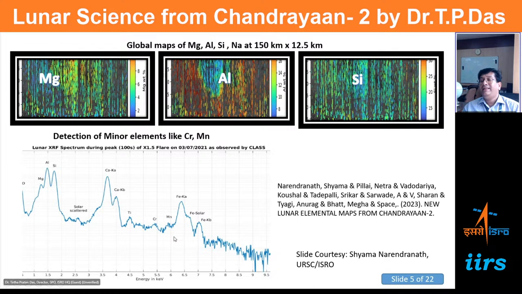signatures of different species. When this XRF was acquired, of course, it was from a particular location of the moon, and you have to go on acquiring from different locations, and that's how you can come out with these kinds of maps, like the map I have shown in the previous slide for sodium. In this slide, I am showing magnesium, aluminum, silicon. Also there have been some detections of minor elements like chromium, manganese. The CLASS instrument had a spatial resolution of 12.5 kilometer. 12.5 kilometer is a pretty good number, because for elemental composition you don't expect a significant variation spatially. Large scale, yes, but 12.5 kilometer is a pretty good spatial resolution to understand these kinds of elemental composition.